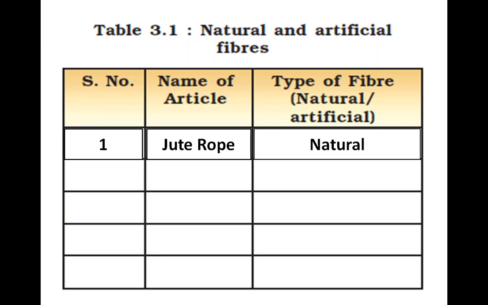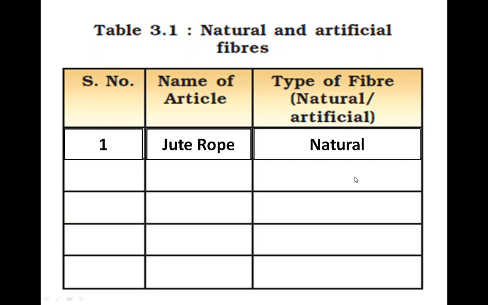Already I have given one example. With the help of that example, you can write the further ones. Write only those things that are made up of fibers. Don't write anything like pen or pencil, because they are not made up of fibers. You have to write only those things that are made up of fibers, and then identify whether the fibers are natural or artificial. I hope that you have completed your table.